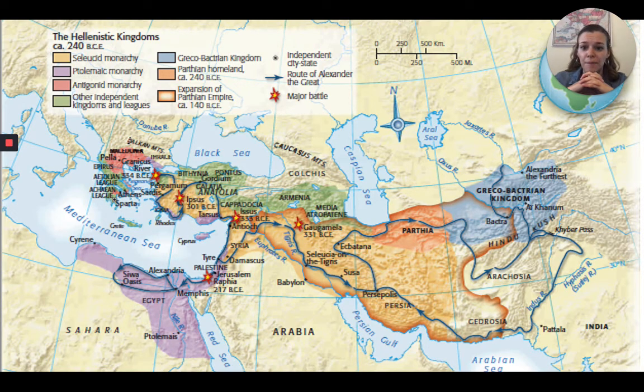So they are going to have the Seleucid monarchy here. You're going to have the Ptolemaic monarchy here. Greece is continuing to kind of do its own things. There's going to be like independent states and stuff. And then Parthia is going to expand into a lot of these kingdoms as well.